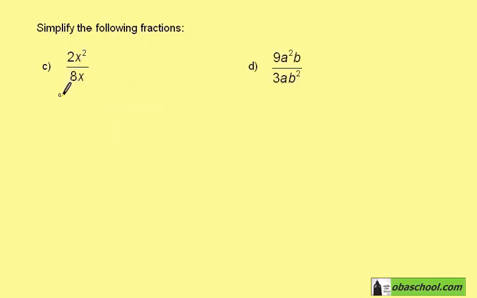We now have 2x squared over 8x. 2x squared is 2 times x times x. 8x could be written as 2 times 4 times x. We can see here that an x cancels and a 2 cancels, leaving us with x over 4.